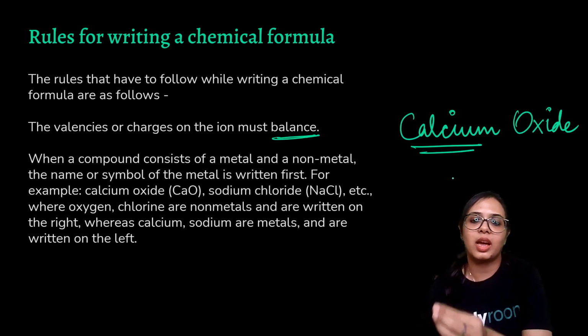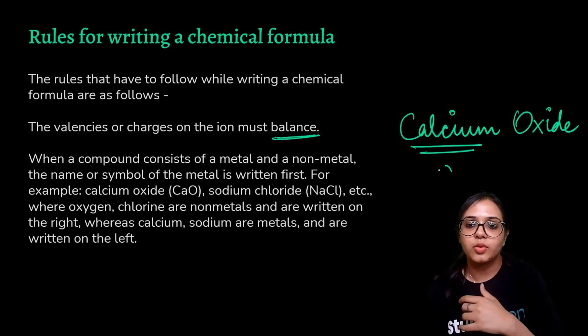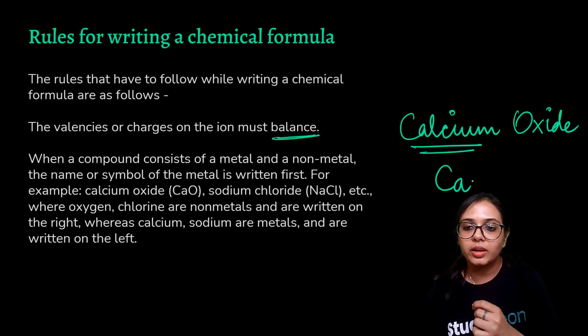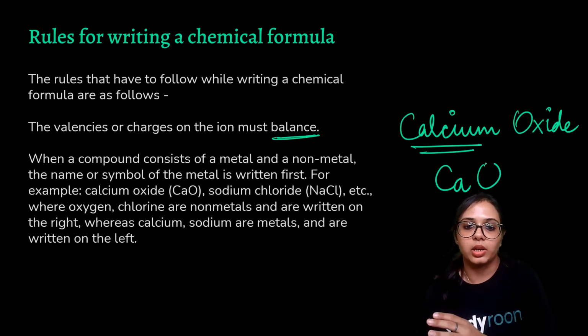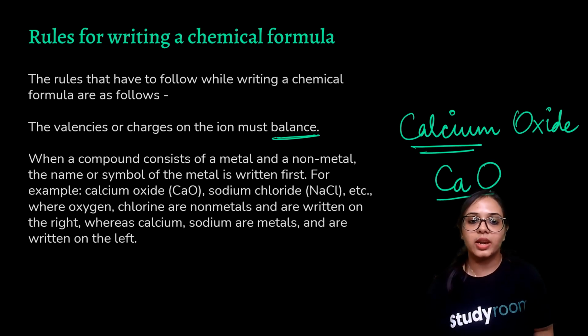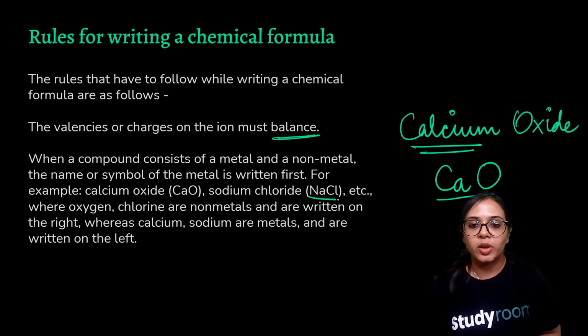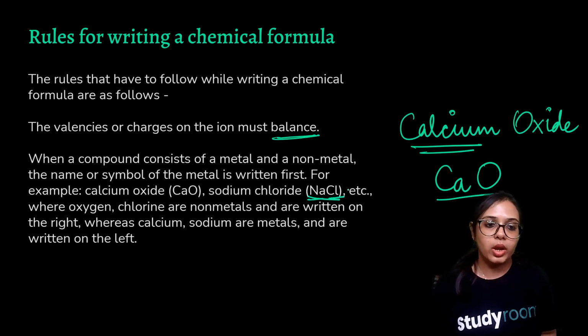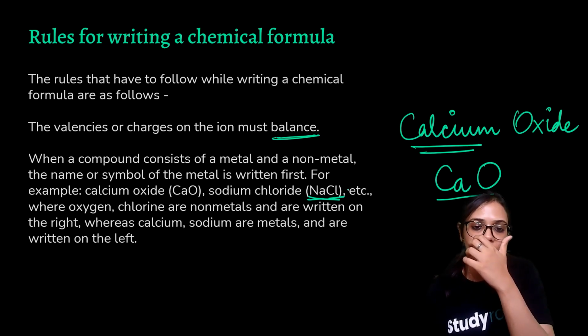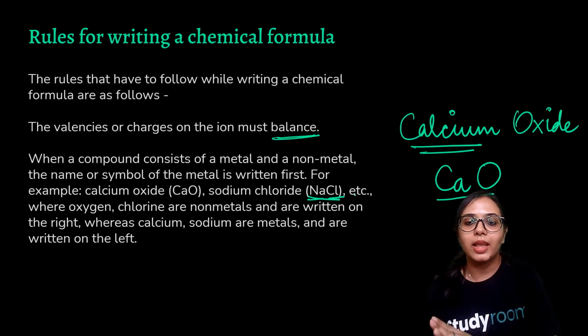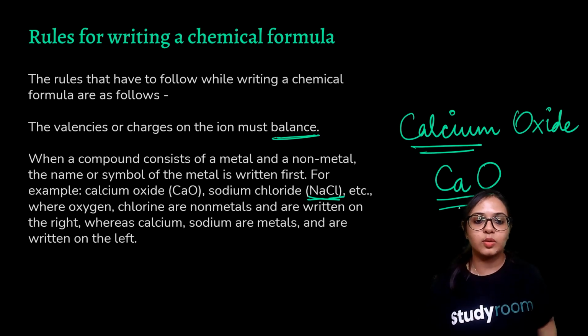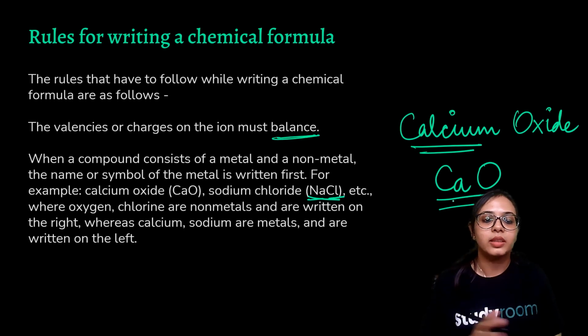One of the two has to come first, right? So it is the rule that the metal will come first, followed by the non-metal. So we have calcium oxide. Then similarly we have sodium chloride, where sodium is the metal and chloride is the non-metal. Oxygen and chlorine are non-metals and are written on the right, that is, after the symbol representing the metals. So calcium and sodium, since they are metals, are written on the left hand side.